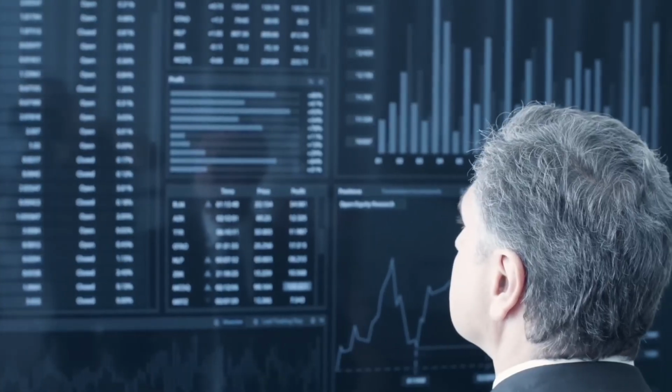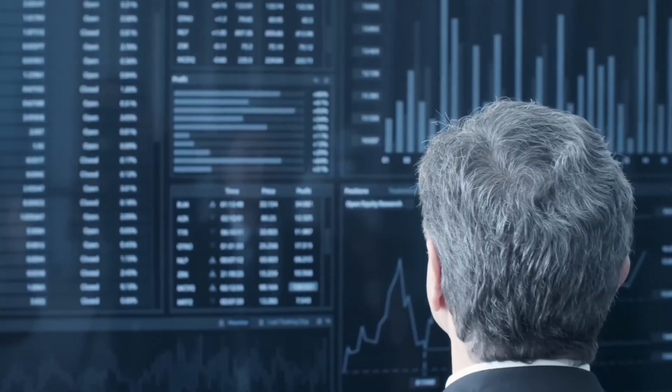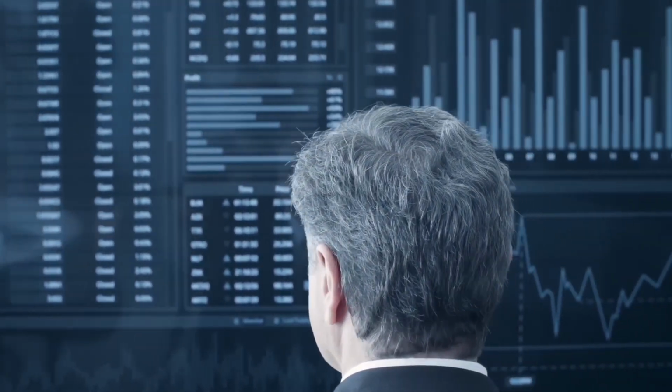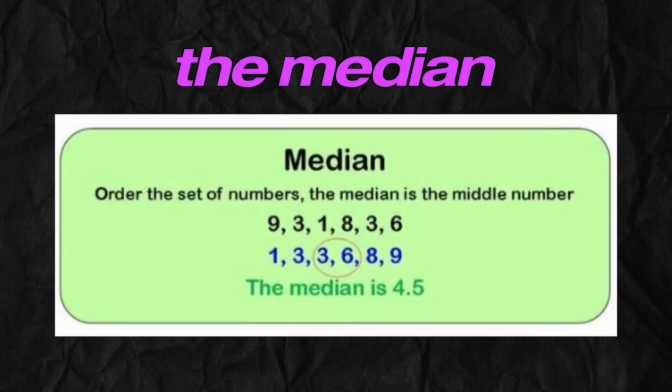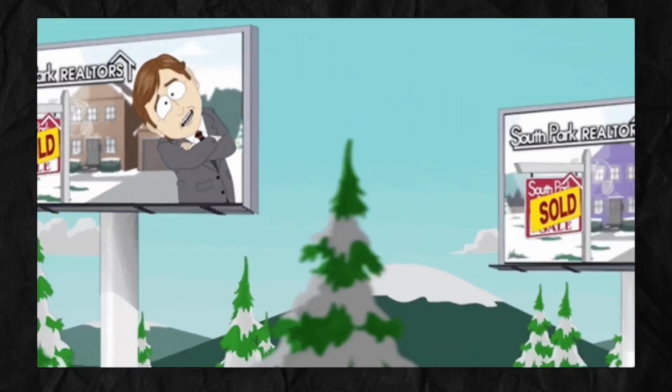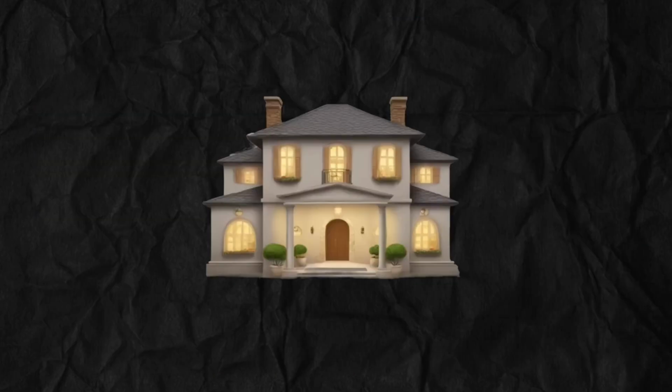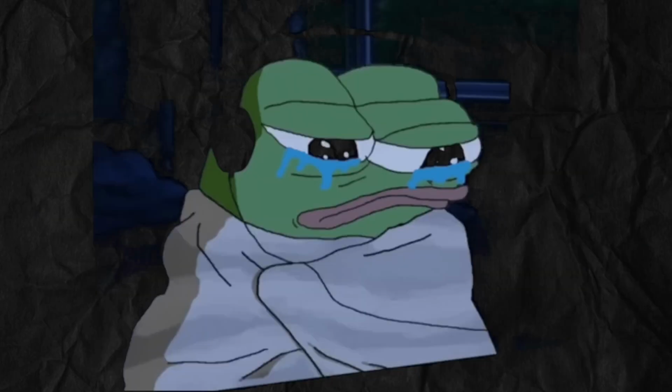If a company tracks monthly sales over a year and wants a single number that represents typical performance, the mean gives it. The median is the middle value when all numbers are arranged in order. In real estate, median home prices are used instead of averages because one extremely expensive house can distort an average and make a neighborhood look more expensive than it is for most buyers.